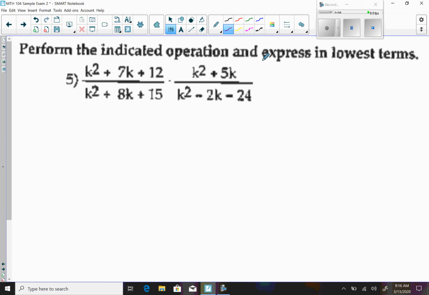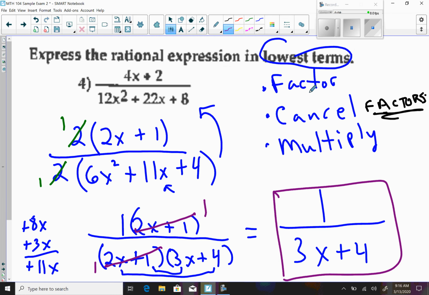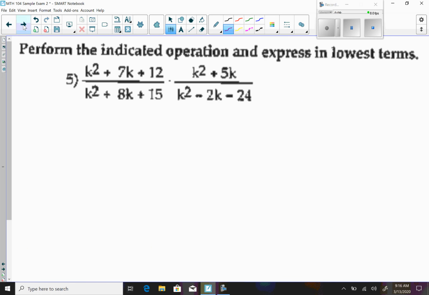To perform the indicated operations, it's similar to the last question because we are going to do exactly the same thing. We're going to factor everything, then cancel factors, only cancel things that are multiplied, and then multiply anything that's not crossed out. Multiply what's left.